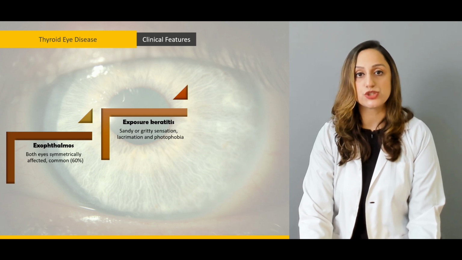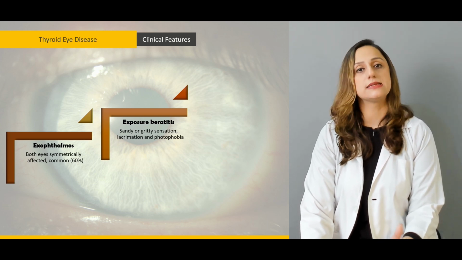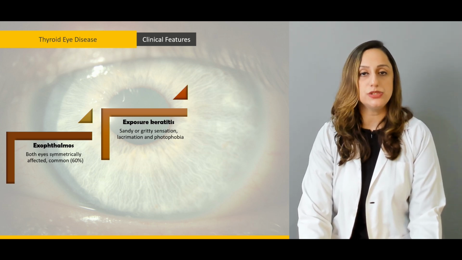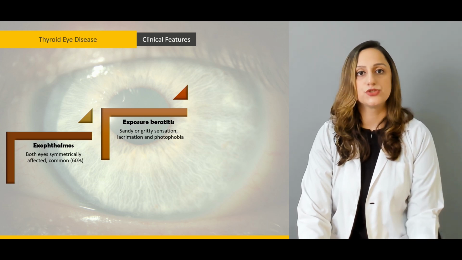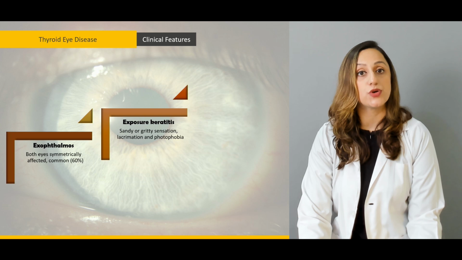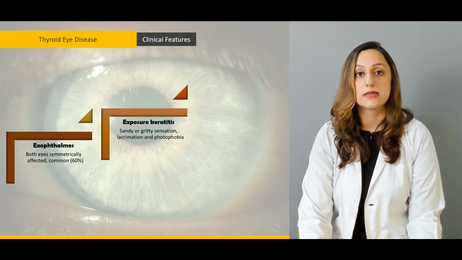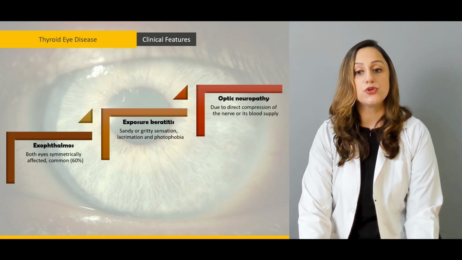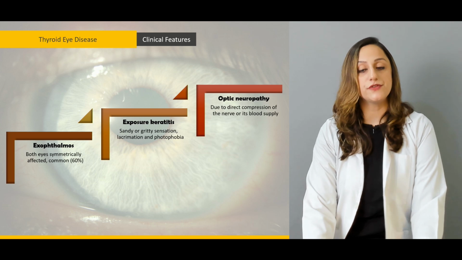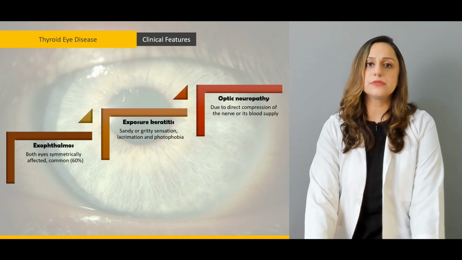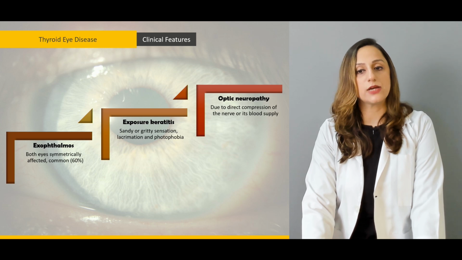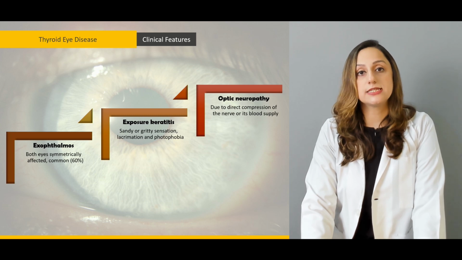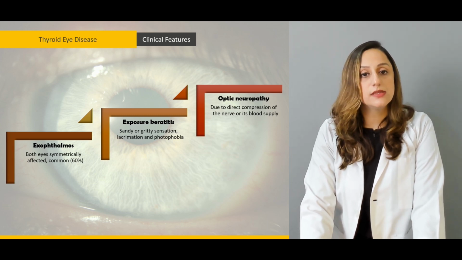Sandy or gritty sensation is noted down in these individuals, as well as the patient would complain of lacrimation. Increased lacrimation, again, due to the fact that there is increased exposure of the eyeball, photophobia, that is the inability to tolerate light sensations, and then the optic neuropathy due to the direct compression of the nerve or its blood supply. So the pressure symptoms would be seen in these patients, and that would result in the optic neuropathy. The blood supply would also be affected in these cases of thyroid eye diseases.